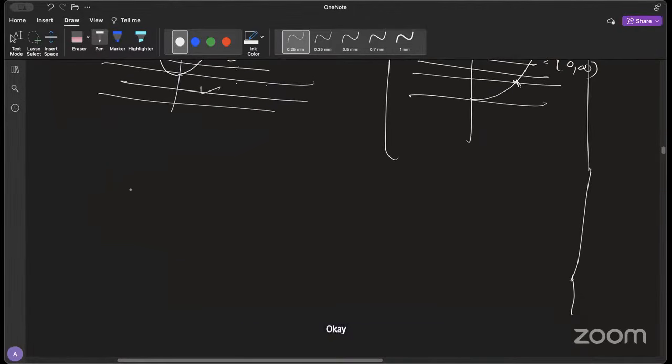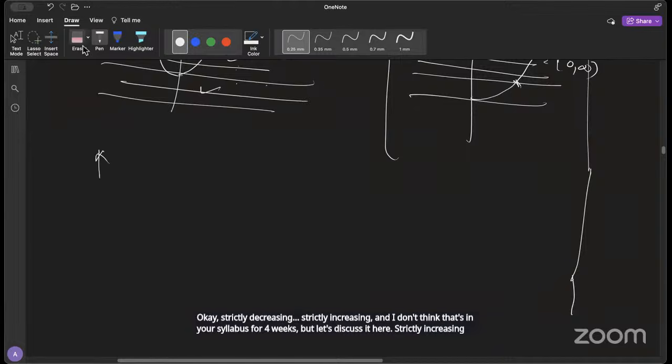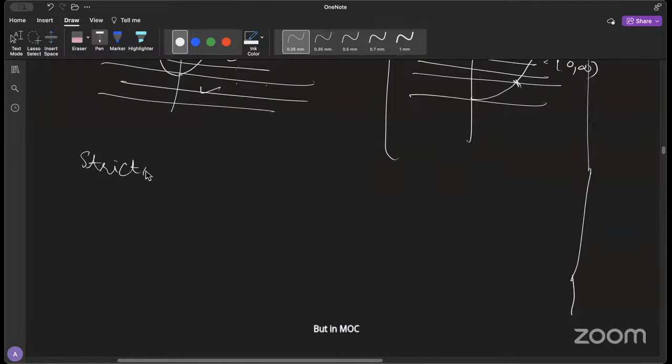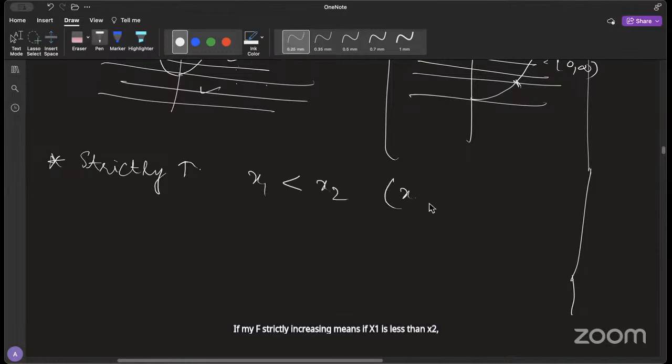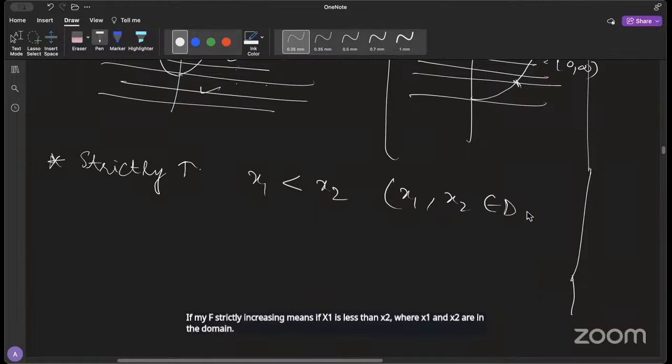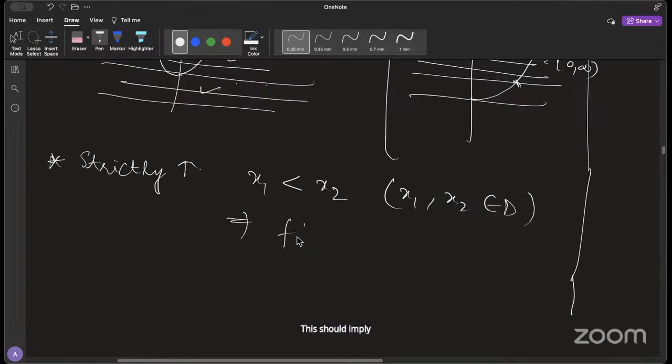Okay, strictly decreasing, strictly increasing. I don't think that's in your syllabus for 4 weeks, but let's discuss it here. But in the mock test, there is a question relating to this. So if your function is strictly increasing, that means if x1 is less than x2, where x1 and x2 are in the domain, I'm denoting the domain with a D, this should imply that f(x1) is strictly less than f(x2).